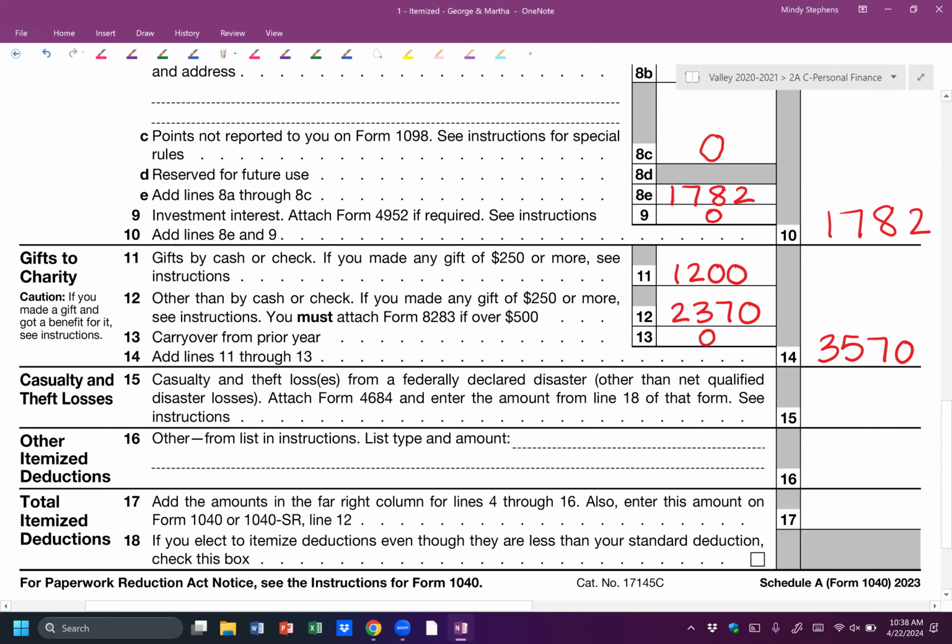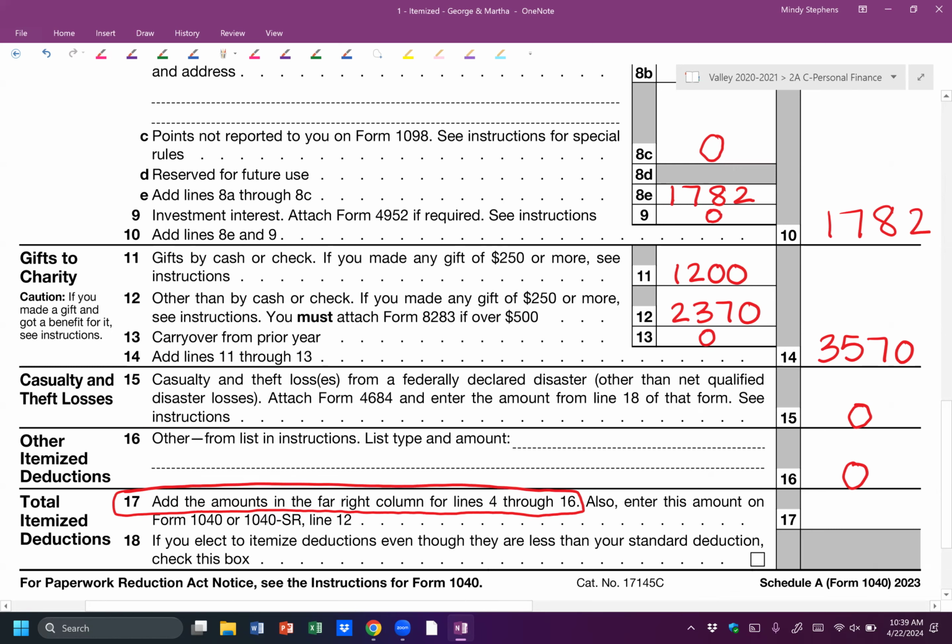In the list of information on your paper underneath possible deductions, does it have loss from federally declared disaster? No. So what are we going to write? 0. Do we have any other things listed on the deductions? No. So we're going to write 0. All right. The last line, line 17 says, add the amounts in the far right column, lines 4 through 16.